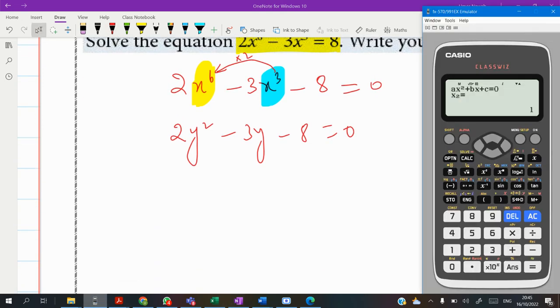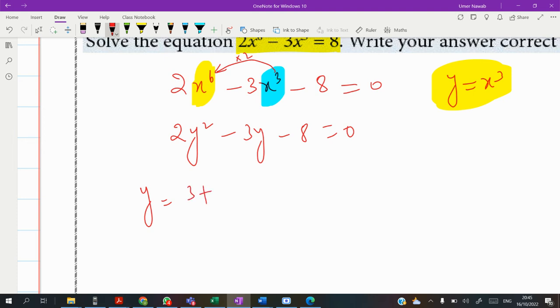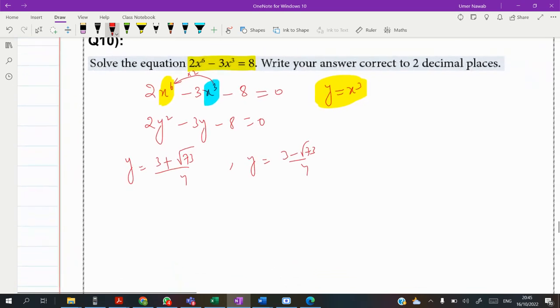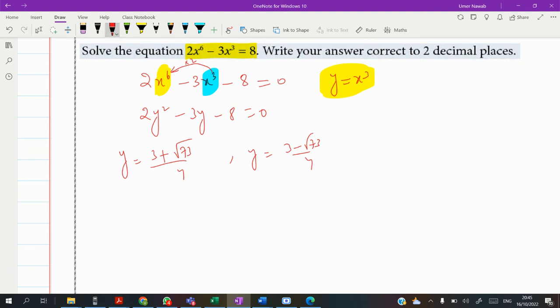Let me try to use my calculator. Enter 2, enter -3, enter -8. Let's check what the answer is. From the calculator, we got 3 plus square root of 73 over 4. So y is equal to 3 plus square root of 73 over 4. And the second is y is equal to 3 minus square root of 73 over 4. We want to get the answer to 2 decimal places. You remember, guys, this is cube. X cubed is equal to 3 plus square root of 73 over 4, and x cubed is equal to 3 minus square root of 73 over 4.